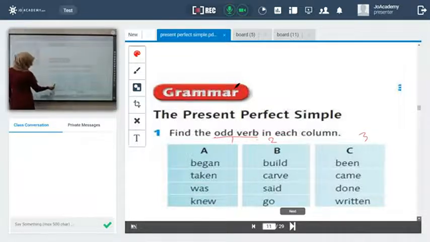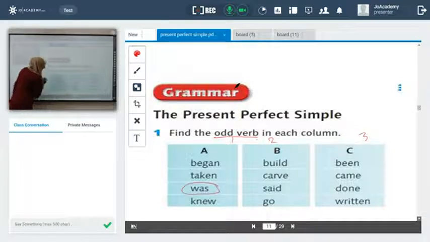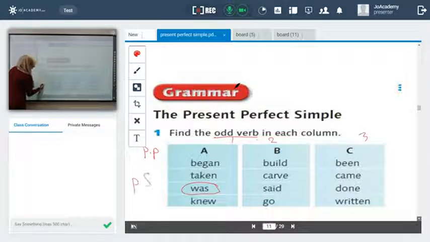Began, taken, was, knew. Which one is the odd one? Began, taken, was, or knew? What do you think? Have you found the answer? It is was. Why? Because all of the other verbs are past participle verbs, but was is a verb in the second case or in the past simple form.